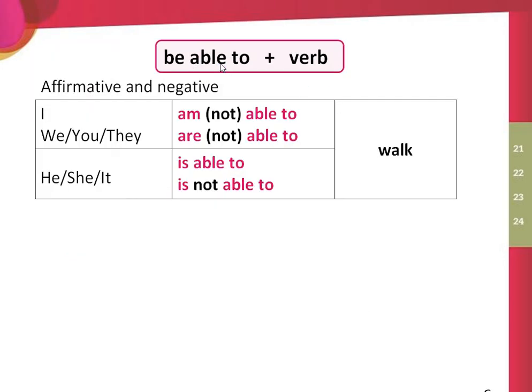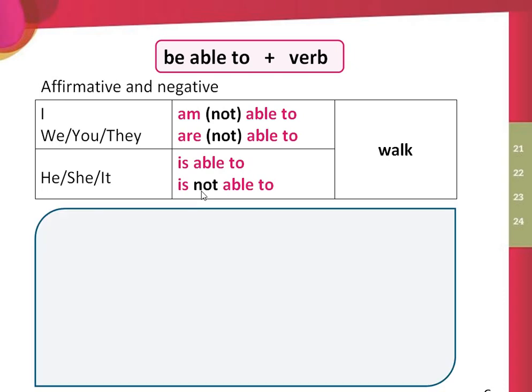The first case, the case of be able to plus verb, we have an affirmative and negative sentence saying I am able to walk, or in the negative form, I am not able to walk. If you go to we, you, and they, we have we are able to walk, or in the negative form, we are not able to walk. The pronouns he, she, and it take the verb to be in the singular form is, so he is able to walk, or if you have the negative, he is not able to walk.